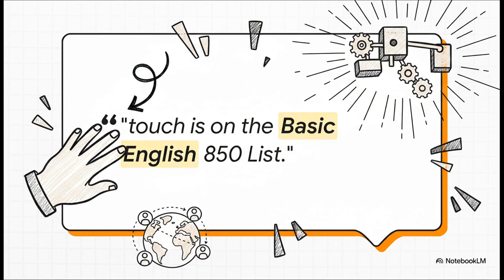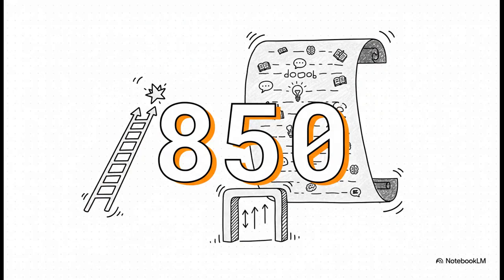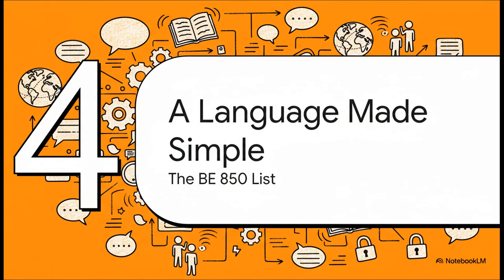And there it is. Touch is on the Basic English 850 list. This sentence is the game changer. This is the moment we go from looking at a simple word to a pretty revolutionary idea about language itself and how to make it work for everyone on the entire planet. So it all comes down to this number, 850. What in the world is this list, and why does it matter so much that our word touch made the cut? Let's pull back the curtain and see how this one number unlocks a whole system.